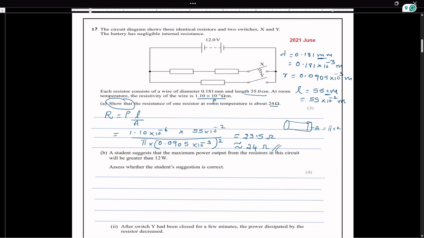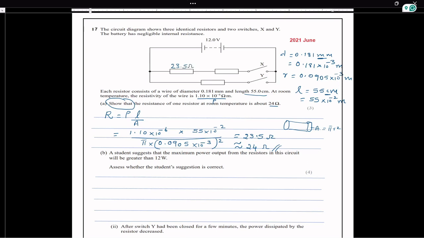So we know that there is current flow only when the switches X and Y are closed. So here when the switches X and Y are closed, actually we have two branches. First branch is a series combination of two resistors, and the next one is parallel to that, another resistor. And we calculated the resistance value for each of them. Just now we calculated each of them has a value of 23.5 ohms. So it is the same for each one.